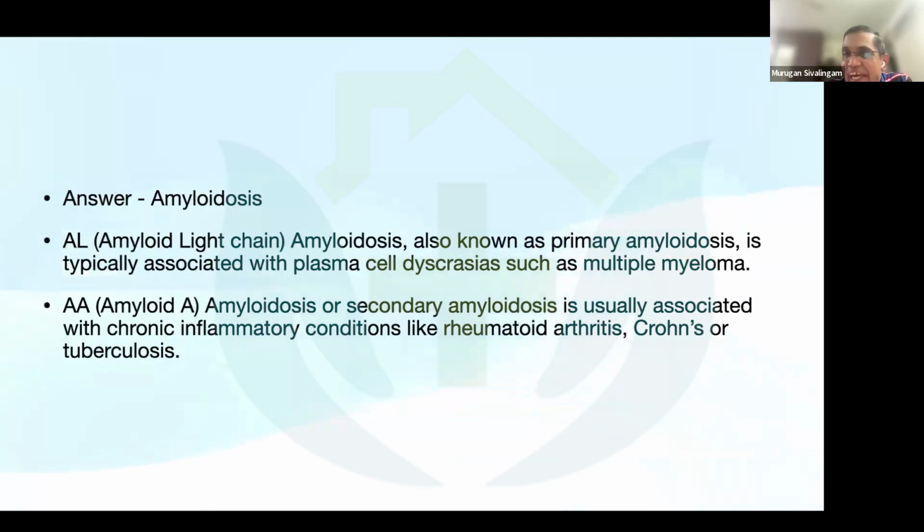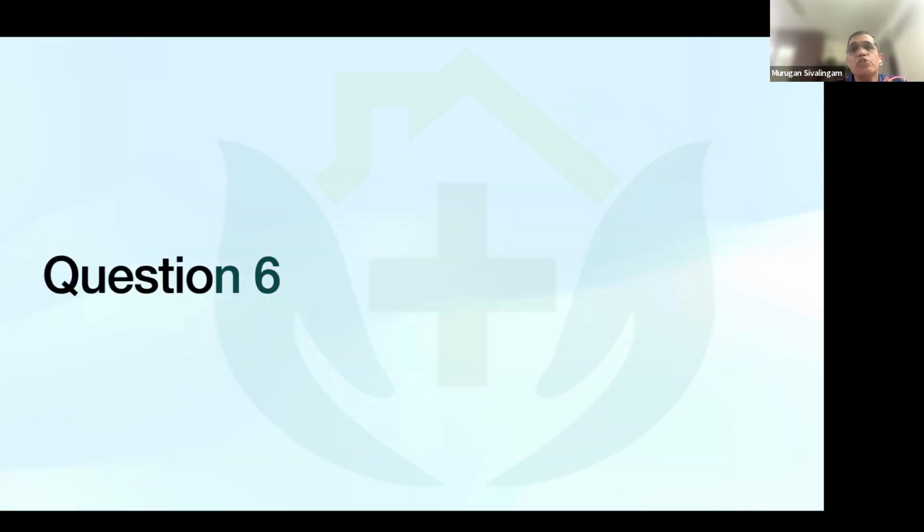So AL is also called primary amyloidosis. It's typically associated with plasma cell dyscrasias like multiple myeloma. Usually you treat these conditions with immunosuppressive therapy for primary amyloidosis. Whereas secondary amyloidosis, as we already discussed, is associated with chronic inflammatory conditions like rheumatoid arthritis, Crohn's, or tuberculosis. So here the treatment is treating the underlying condition, which could be rheumatoid arthritis, Crohn's, tuberculosis, etc. That's why it's important to know what the likely diagnosis is.